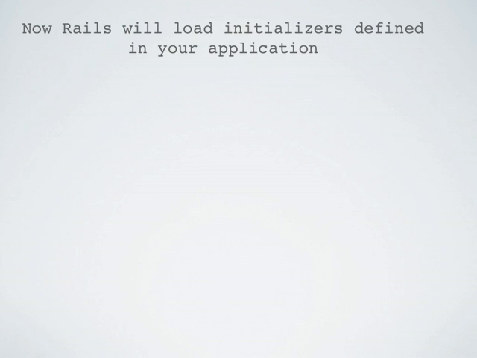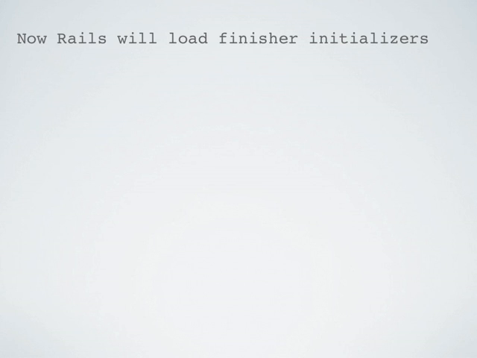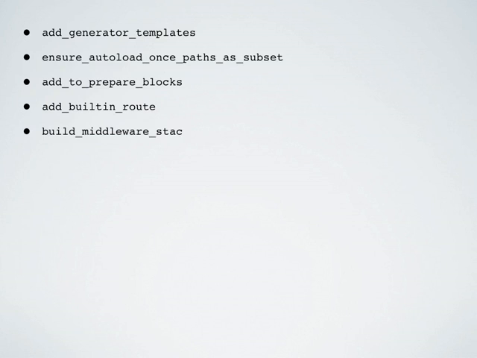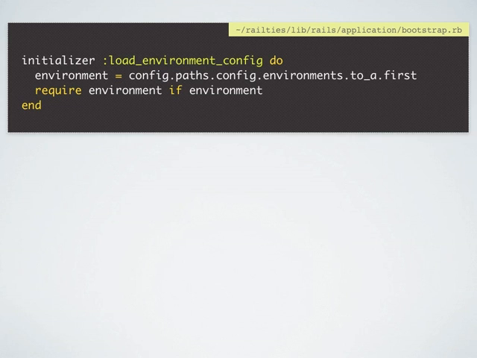So after all those initializers have been executed, then Rails will execute the initializers which are defined in my demo application. And by default, these are the initializers: backtrace silencer, session store. And if we have defined our own initializers, then those initializers will also get executed. And lastly, Rails will execute finisher initializers. In the finisher initializer, we have add to prepare block, eager load, and disable dependency.